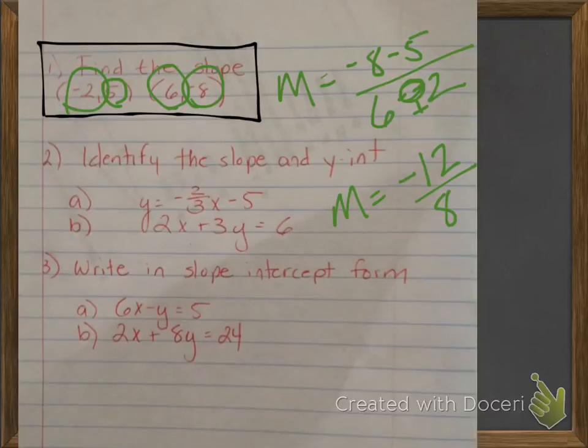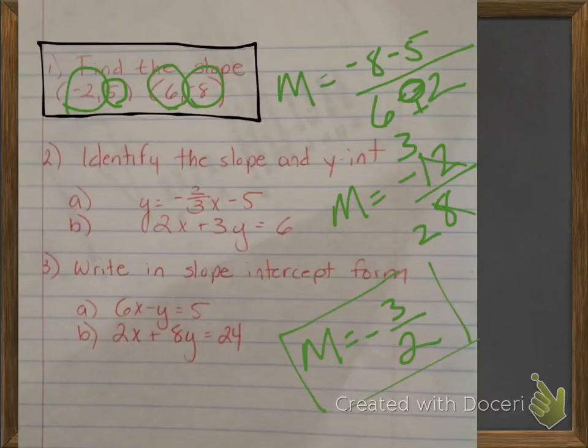Now, that's good, but it can be simplified, right? We can divide by 4. 4 into 12 is 3 times, 4 into 8 is twice. That gives me a slope equal to -3/2. That is what you should have gotten for that slope.